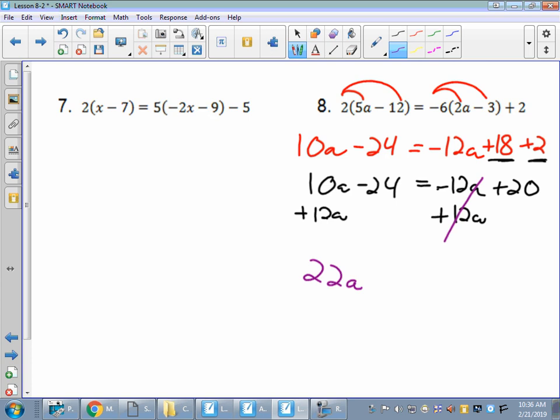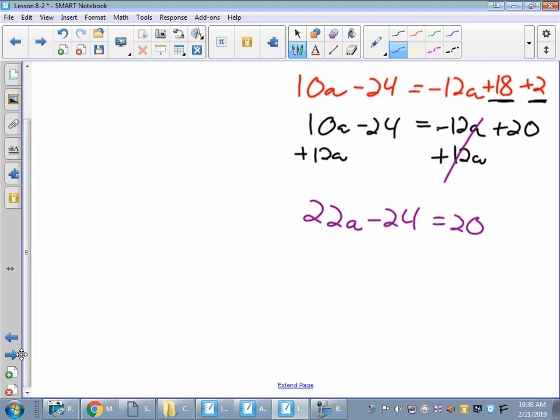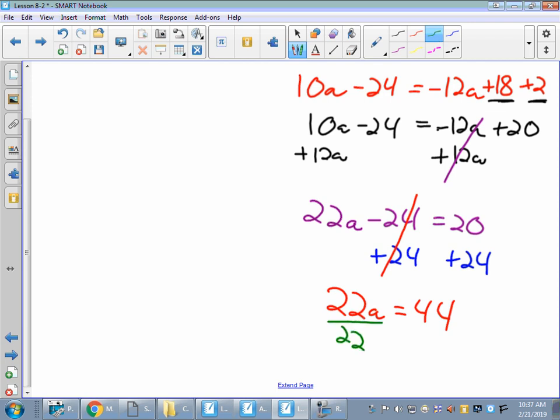Same thing I'm going to do now, and I've got a minus 24 equals 20, because we're solving equations, I should get an answer that says a equals something. And so now I'm going to go ahead and add 24 to both sides, so I get my numbers on the opposite side. That is going to cancel these 24s out. So now I have 22a equals 44. And then I go ahead and divide, because that's the inverse operation. Divide by 22 to isolate a by itself, and you should get a equals 2.